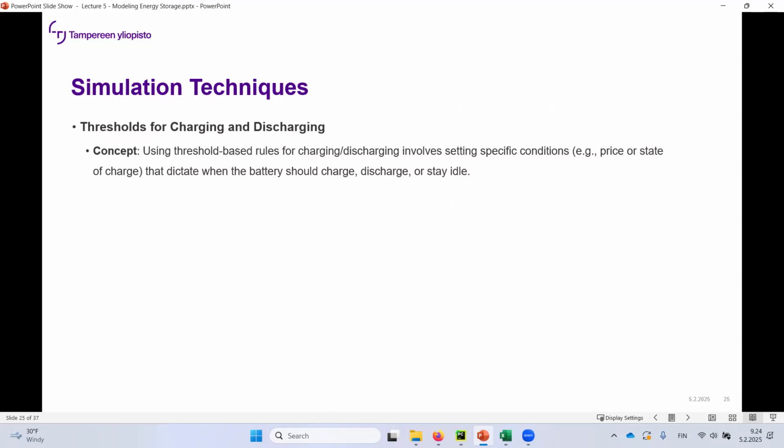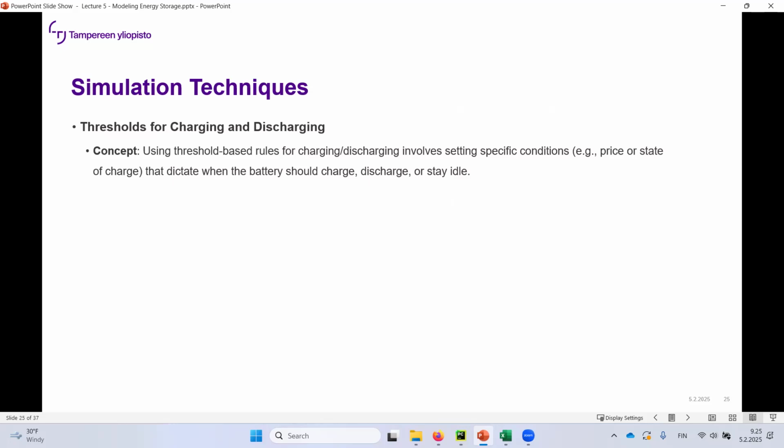So how to simulate these systems? The simulation itself is rather straightforward. It doesn't require complex mathematical solving methods for these differential equations. It's usually just in Excel or in Python. You're just referring to the previous time step. And that's what we're going to be doing in the exercises. We're going to build a simple energy storage system.